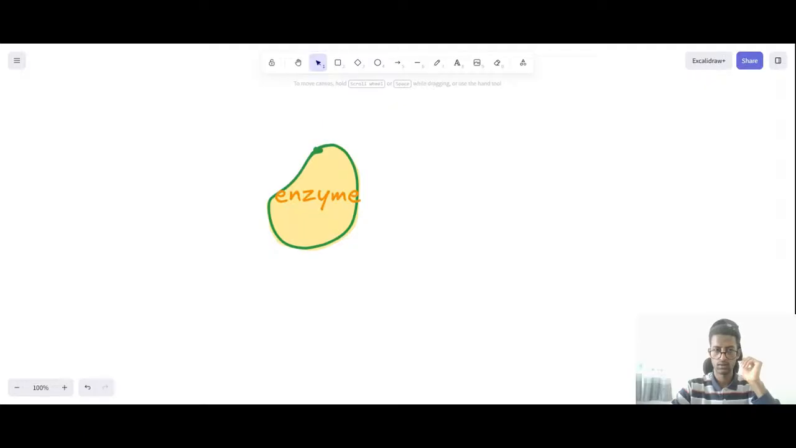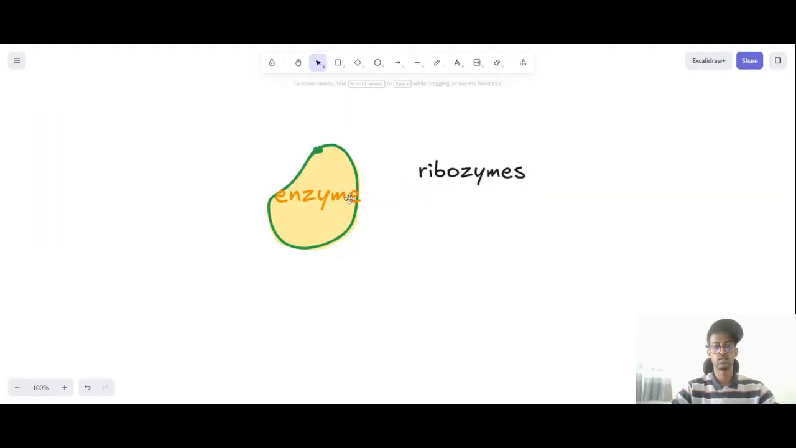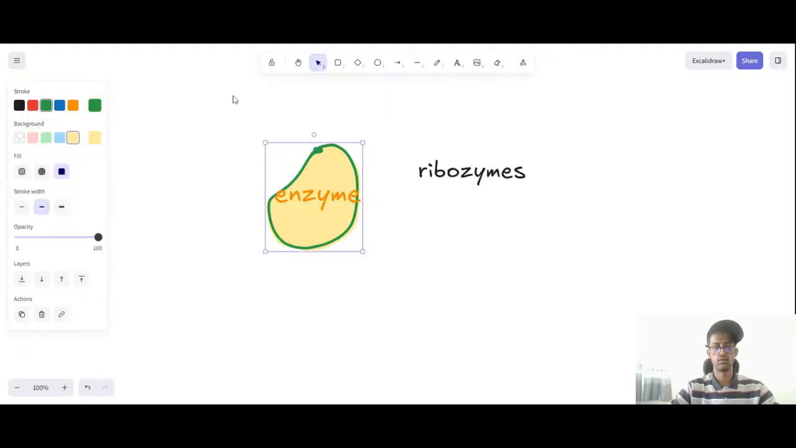You see this, I may not write much, but today we learned about enzymes. All right, what is an enzyme? Enzymes are proteins, but occasionally RNA, known as ribozymes, can also be enzymes. Here is an exception. Ribozymes are RNA and they also act as enzymes, but enzymes are usually proteins.